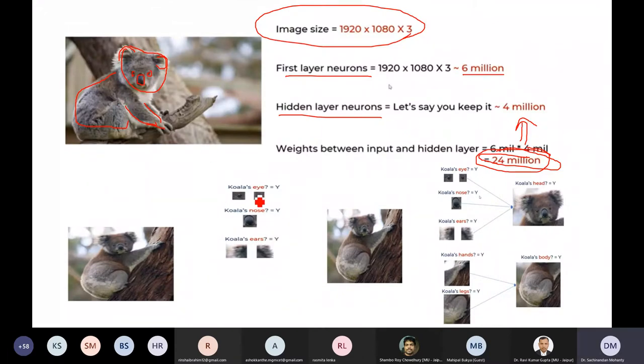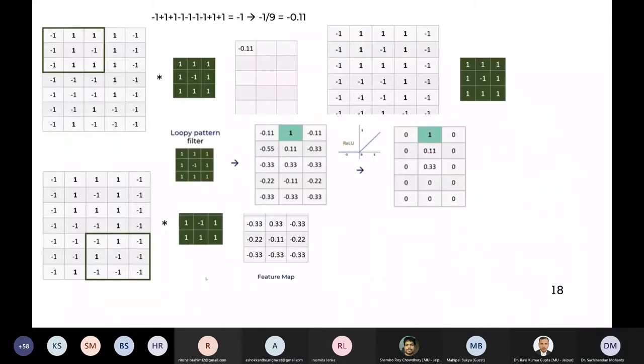So what we'll do here: the koala eyes I'm given as the input layer, then you find the mapping with the original, then if yes, the eye is yes, nose is yes, ear is yes, then you join these three, yes, this is the koala figure. Similarly, the body parts also you can compute.